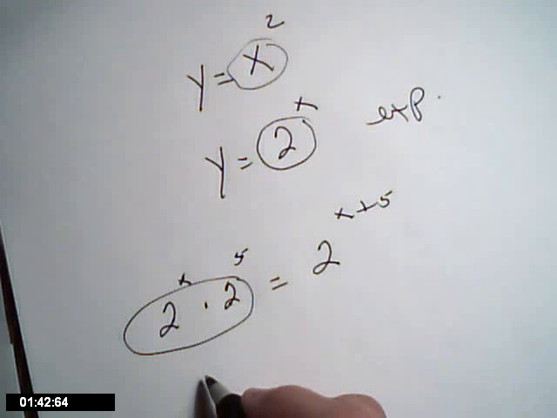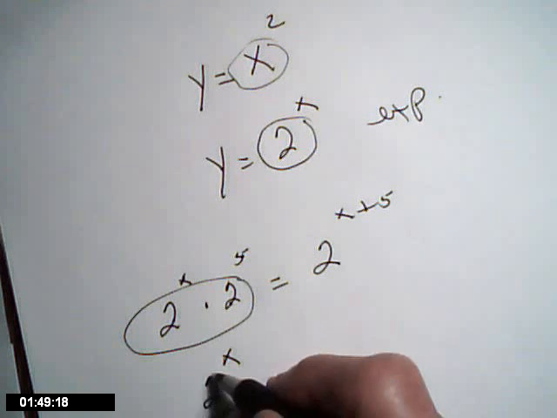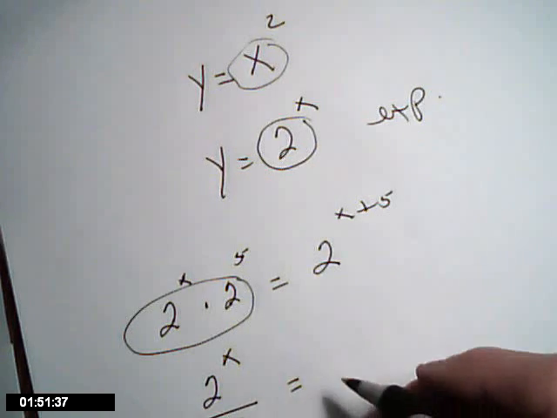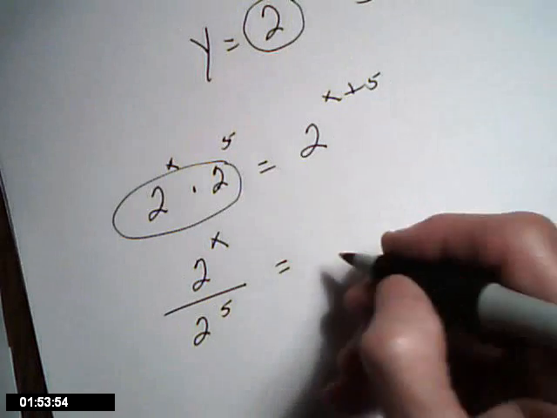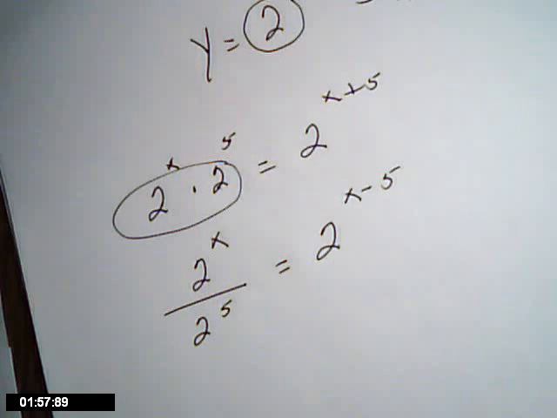Property 2 deals with division. If I have 2 to the x divided by 2 to the 5th, remember, if your bases are alike and you're dividing, then you subtract exponents. So that would be 2 to the x minus 5.